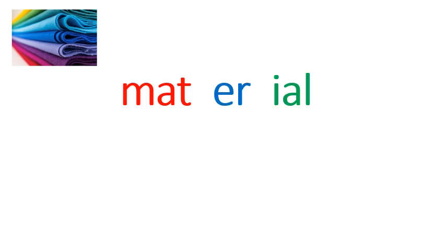So I've broken the word into 3 chunks: mat, er, and ial. Okay, so the tricky part really is remembering that there's only one T in mat, which is the same as doormat. The cat sat on the mat, so that's not too tricky.